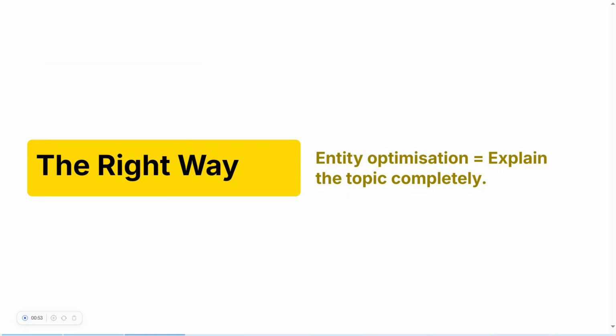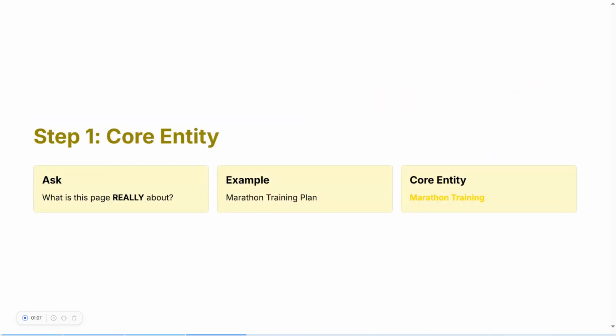Adding entities naturally means covering the topic thoroughly. When you explain something properly, the related entities appear automatically. Step one is clarity. What is the core entity of this page? Not the keyword variation, the actual topic. For example, this page isn't about "best marathon training tips in 2025." It's about marathon training in general.